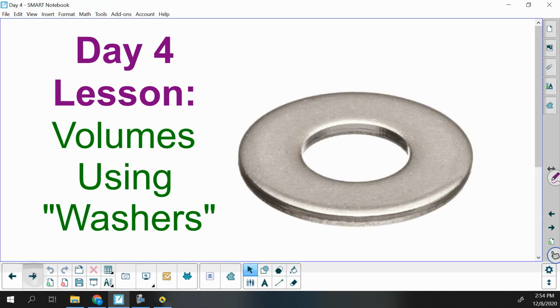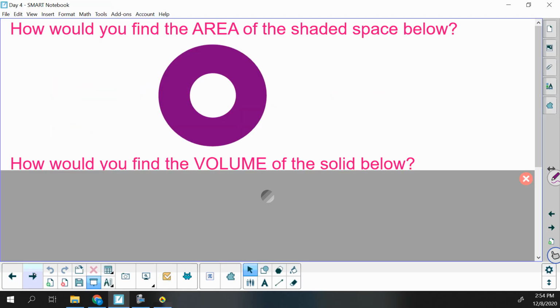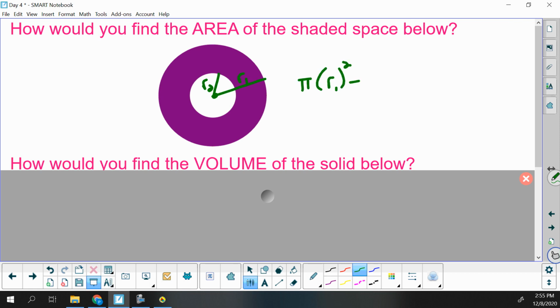So if we go back to our day 4 in the notes packet. So if we've got a two-dimensional thing here, and I called this R1 and this R2, we would find the shaded space by doing pi times the bigger radius squared minus pi times the smaller radius squared.